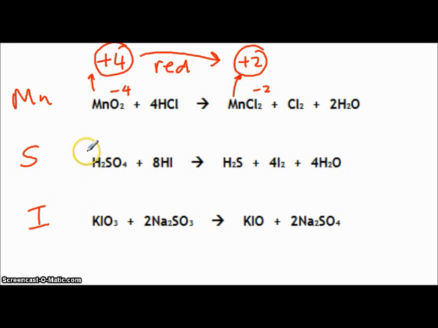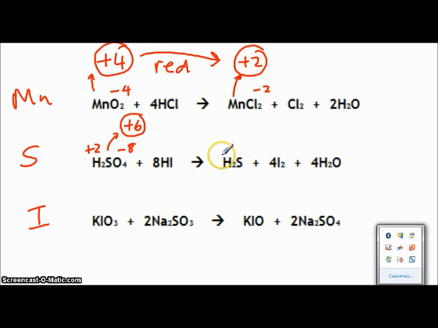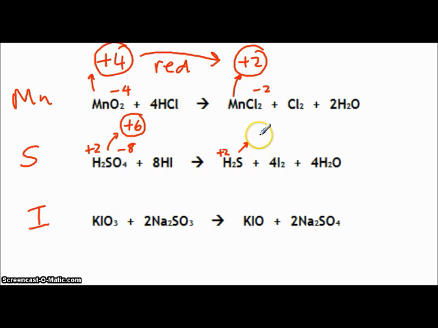Hydrogen is +1, and there are 2 of them, so that's +2. Oxygen is -2, and so that's -8, which means that our sulfur here must have been +6 on the left. And on the right, here's sulfur, 2 hydrogens, that's +2, which means that sulfur must have been -2. And so sulfur's gone from +6 to -2, also clearly been reduced. So in this reaction, sulfur's been reduced.